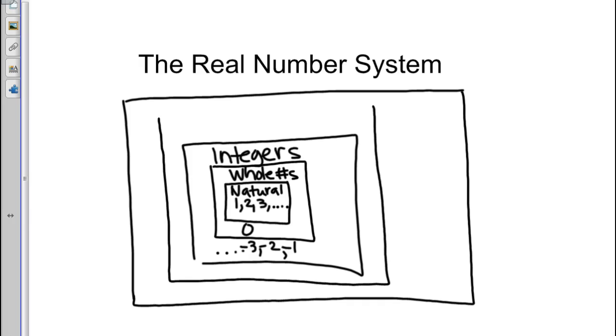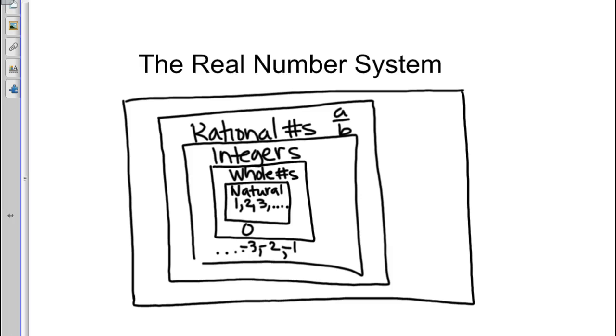Next, rational numbers. Rational numbers are any number that can be written as a fraction. If you can write a number as a fraction, it is a rational number. 5 is a rational number because you can write 5 over 1. Rational numbers are all of the numbers that are inside those boxes. Integers, whole numbers, natural numbers. We can write all of those as a fraction, even 0. 0 over anything except 0.